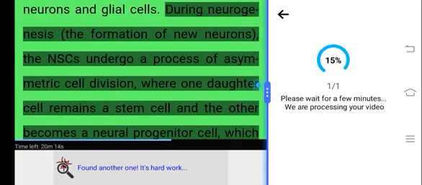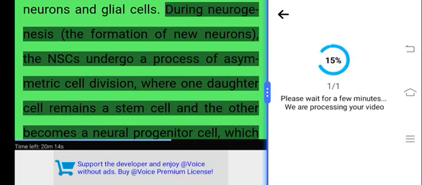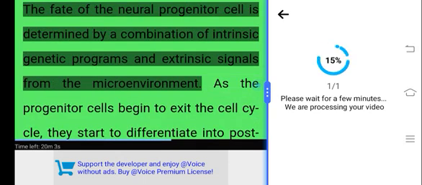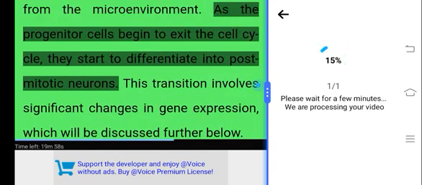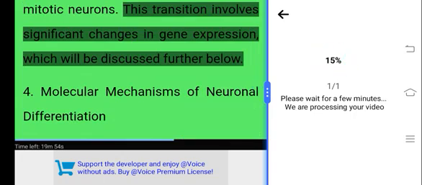During neurogenesis, the formation of new neurons, the NSCs undergo a process of asymmetric cell division, where one daughter cell remains a stem cell and the other becomes a neural progenitor cell, which is committed to differentiating into a specific type of neural cell. The fate of the neural progenitor cell is determined by a combination of intrinsic genetic programs and extrinsic signals from the microenvironment. As the progenitor cells begin to exit the cell cycle, they start to differentiate into postmitotic neurons. This transition involves significant changes in gene expression, which will be discussed further below.